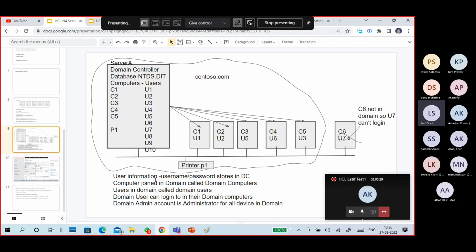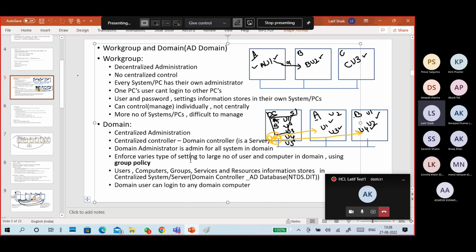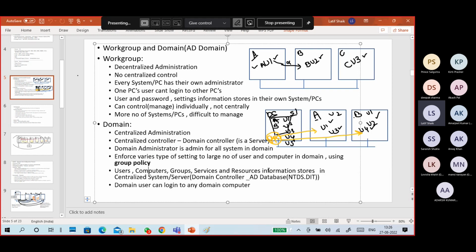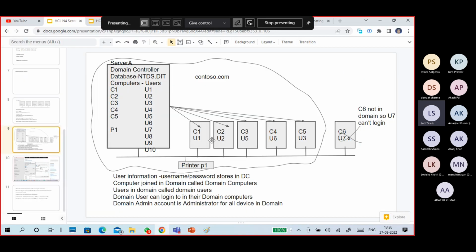Okay, where are we? Here it is, guys. This is the group policy. Users, computers, groups, services, resources, and information are stored in a centralized system or server called a domain controller. That is the Active Directory database. A domain user can log into any domain computer. Yeah, that's the point I was missing here, guys.